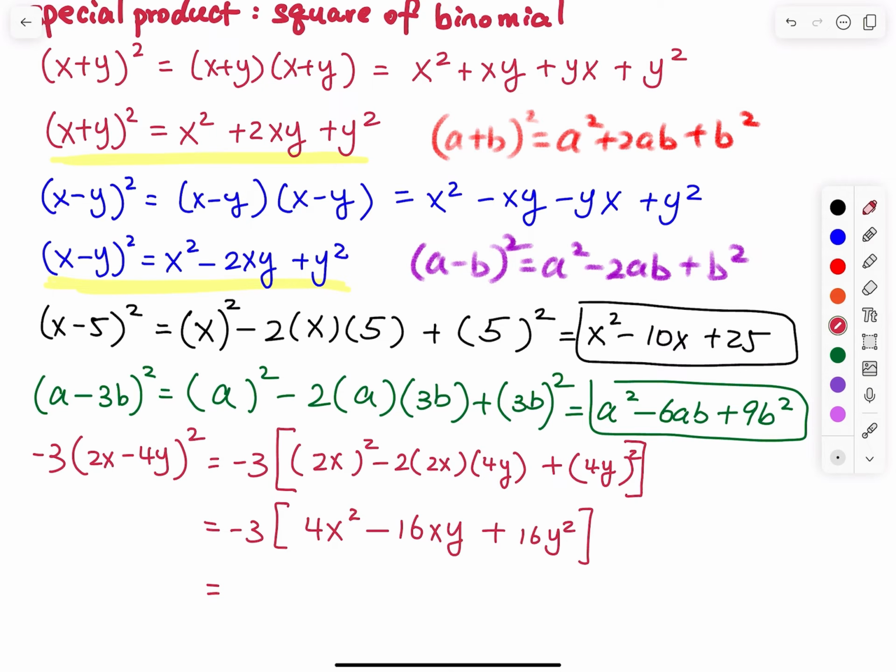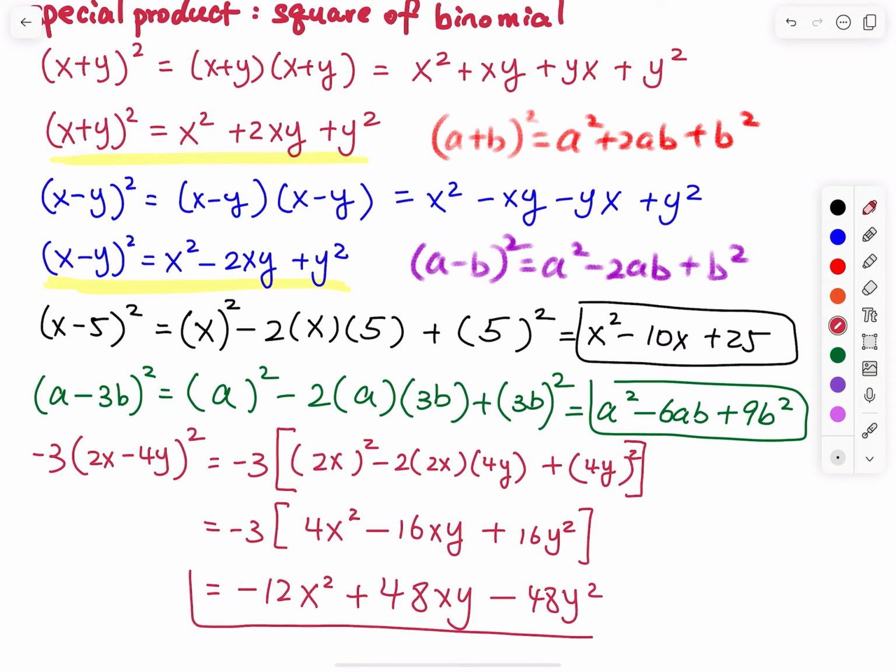All right, what is that equal to? So this is a negative 12x squared. You have a minus minus, then you get a plus. This is 48xy. And then minus plus, you have a minus 48y squared. Nothing else can be simplified. And then I will box that as my final answer.